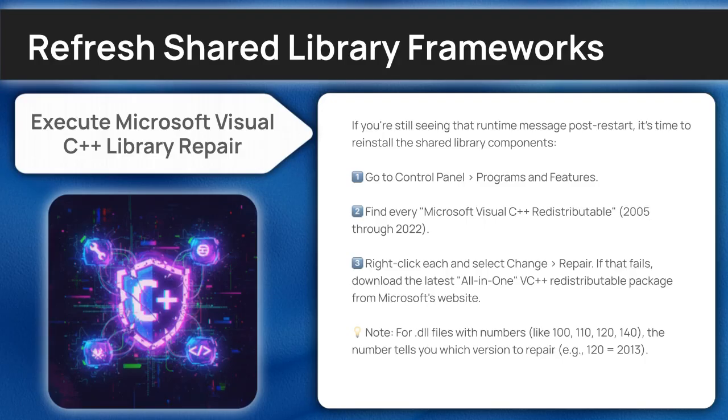If you're still seeing that runtime message post-restart, it's time to reinstall the shared library components. First, go to Control Panel, then select Programs and Features. Second, find every Microsoft Visual C++ redistributable, 2005 through 2022. Third, right-click each and select Change, then select Repair. If that fails, download the latest all-in-one VC++ redistributable package from Microsoft's website.